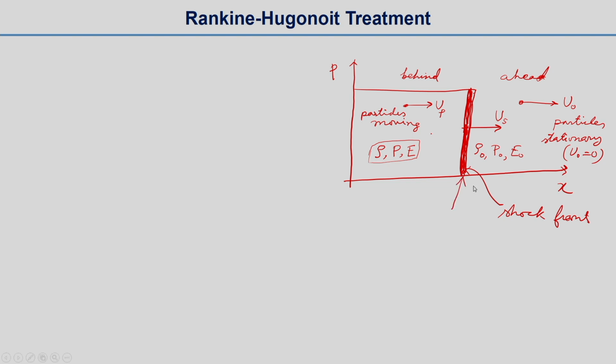We will assume that there is a center of reference at the shock front, and that the observer is at the shock front. So, basically let us say it is moving with the front. This is basically, as I told, what we have written here as the Rankine Hugoniot treatment.